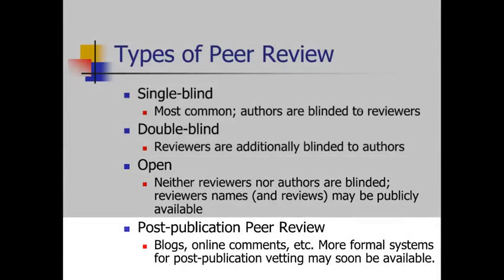There's also something called post-publication peer review, which is not what I'm talking about today, but be aware that as more and more things go online, there's a lot of peer review that happens after the paper has already been published. People are commenting online or on blogs, and this is a way of vetting papers that got through the peer review system but might have problems in them. There really is a movement to make more formal systems for post-publication review, so that may be coming along soon. Just pay attention to that as a way of quality control of the literature.